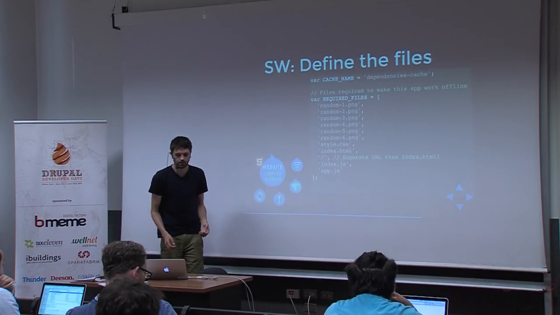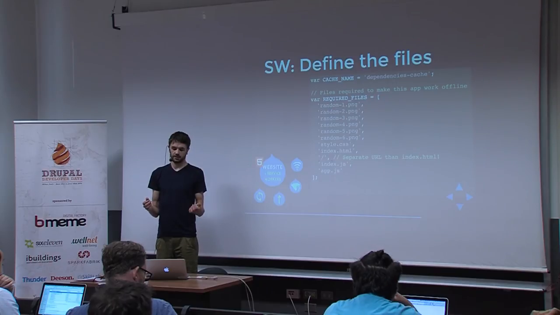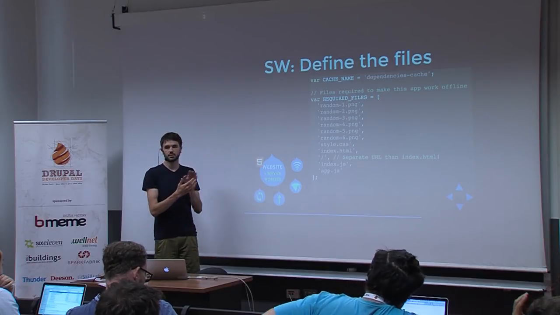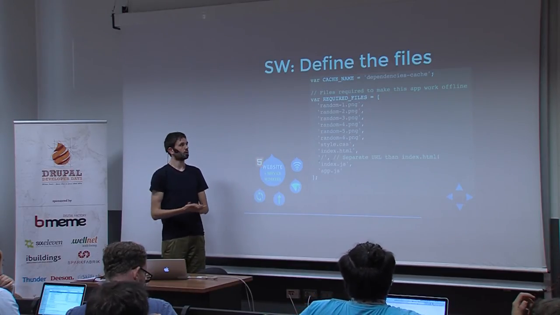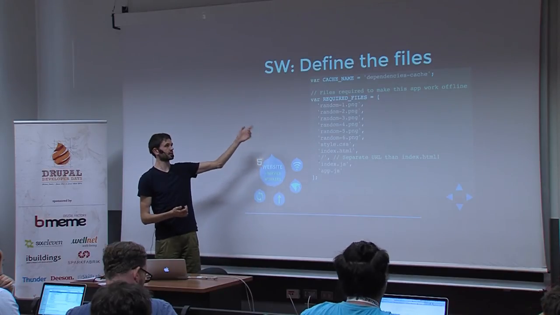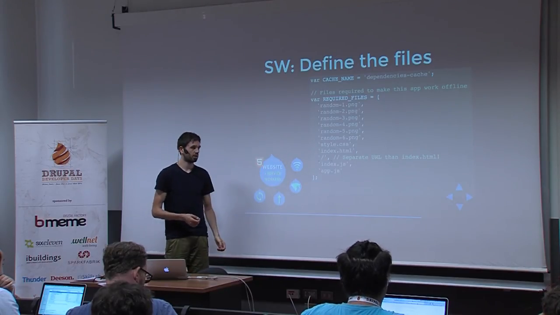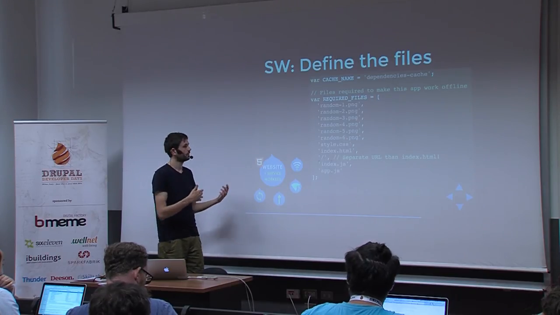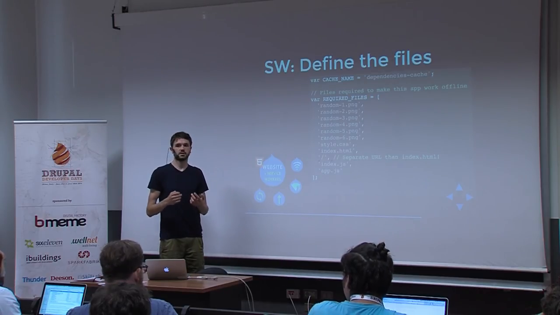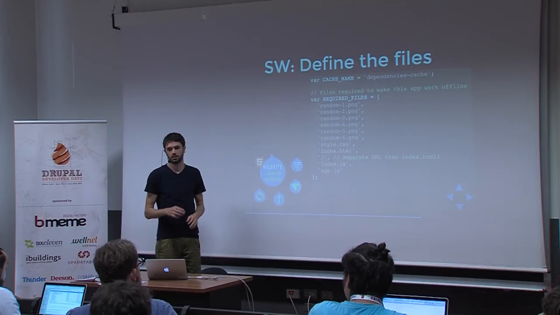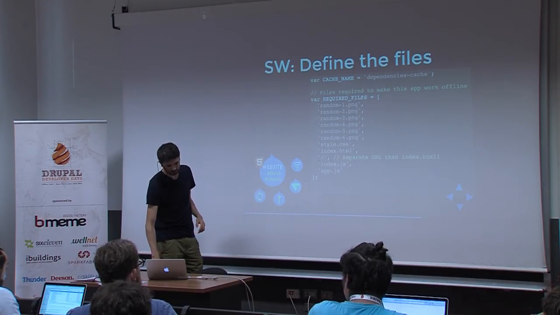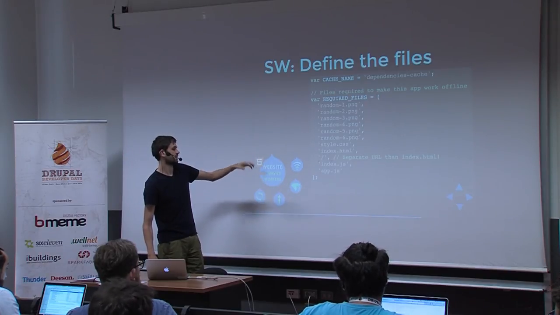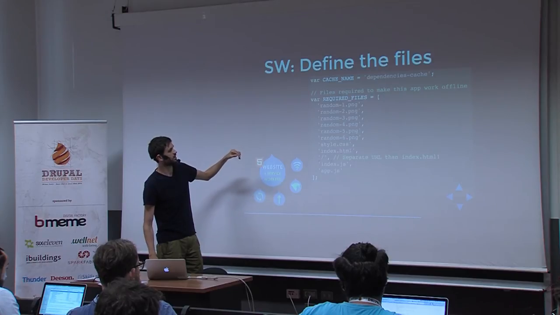Now, service worker, how it works is just some examples on how it works internally. So you just have to write your own JavaScript file. It starts with you name your cache name, and then you say, okay, I need these files. Now, in the Drupal world, we all know we're never going to do this manually. So Node already made a module for this, then you can define which assets you want to cache. But if you would do it manually, it's easier to explain like this. So you would define the assets you need, index.js, app.js, some PNGs, and so on.